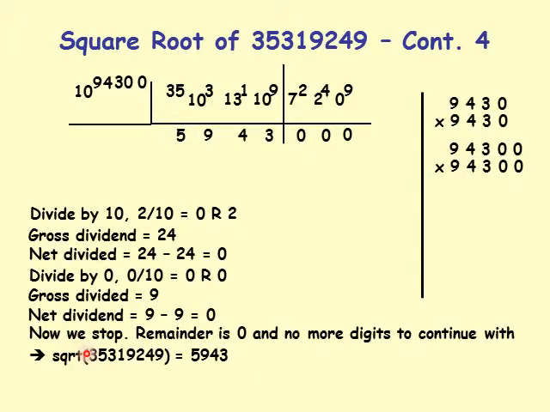So the square root of 35319249 is 5943, and it's a perfect square. We got all zeros in the decimal section, so it's 5943.000, which is 5943. The square root of this number, 35319249, is 5943.